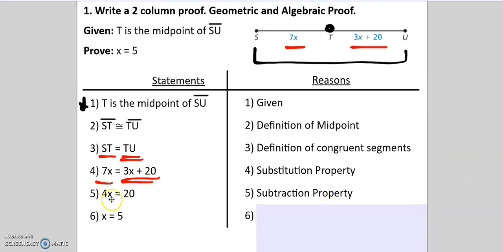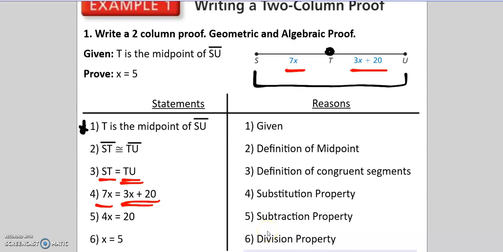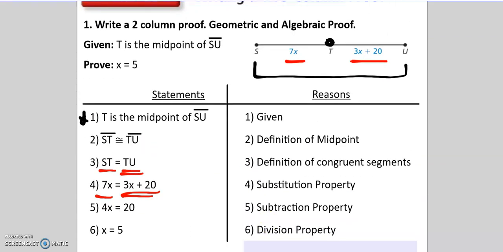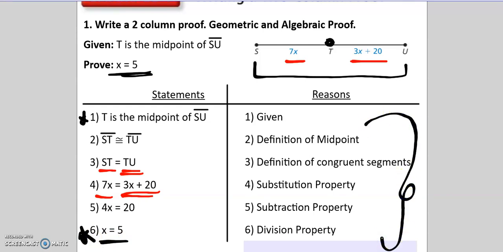Notice now, how do I get that x by itself? Divide by 4 on both sides. That's the division property. And notice now we have proved what we wanted to prove. X equals 5. We always end up with what we were trying to prove. Okay? These will become easier to identify as we practice. Don't you worry. Let's look at another one.